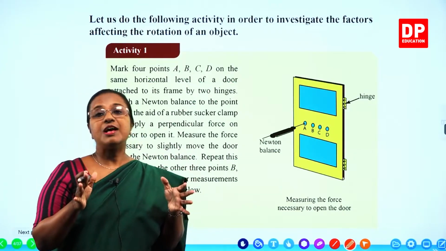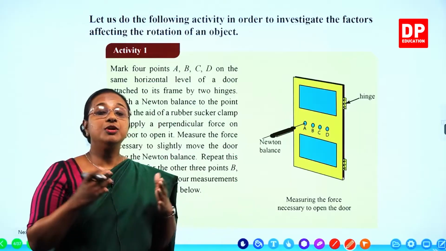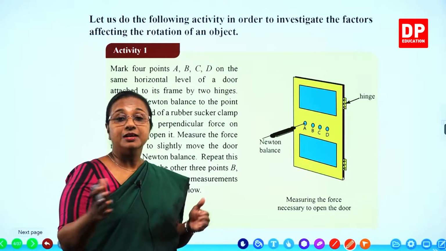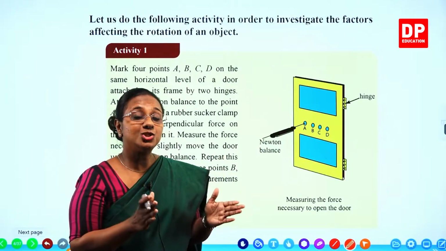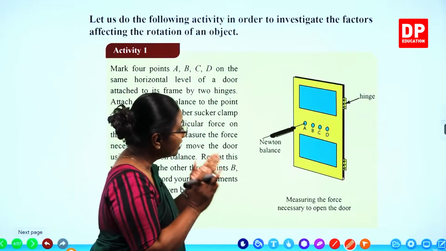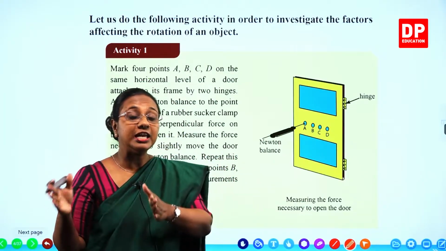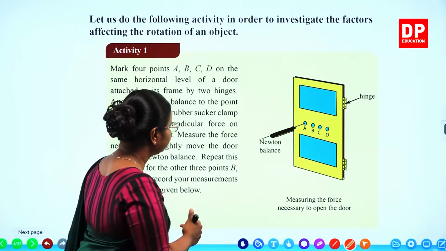You can fix the value as, say, 15 centimeters, or if it is a broader door, you can make it 20 centimeter difference between the points. But there has to be a certain space between the points. And if the spaces are equal, then it would be better to compare the results.